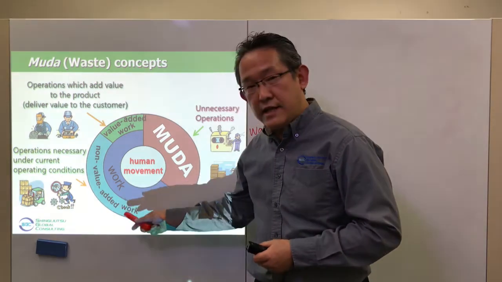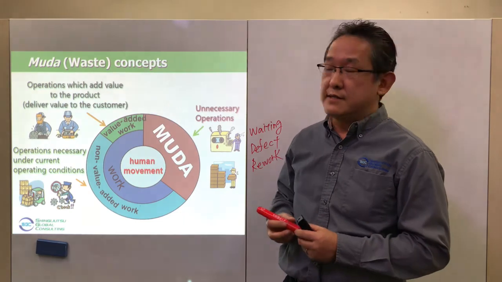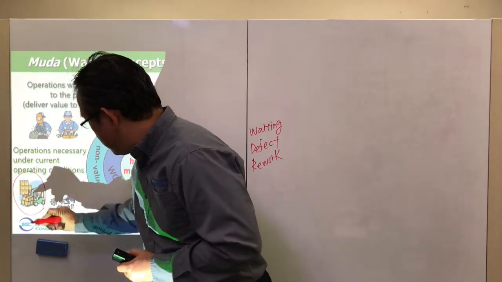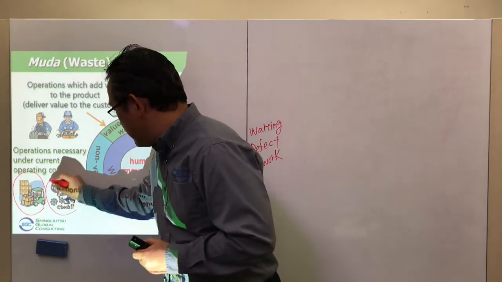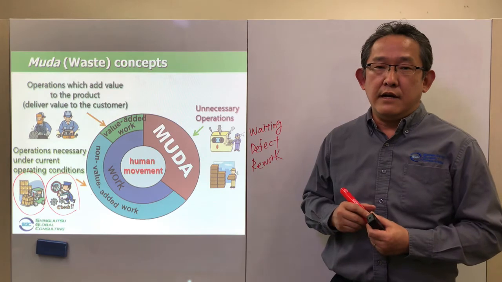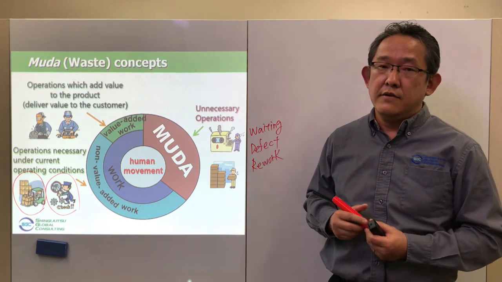However, there is some work that is not directly adding value but is necessary. For example, transporting and inspecting. The approach to eliminating these as much as possible is by doing Kaizen activities.